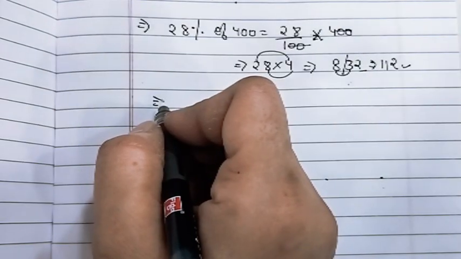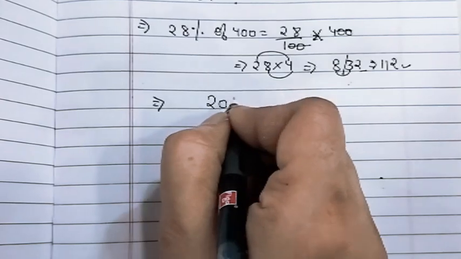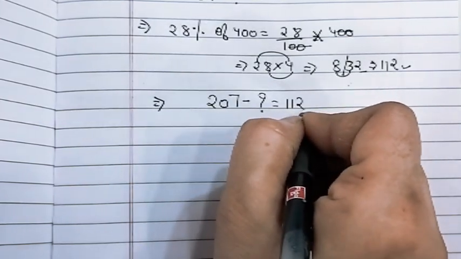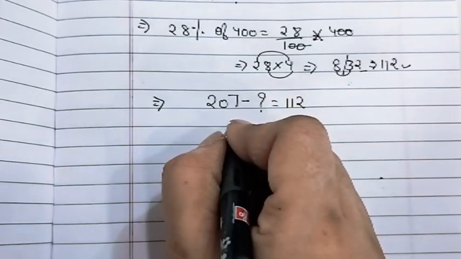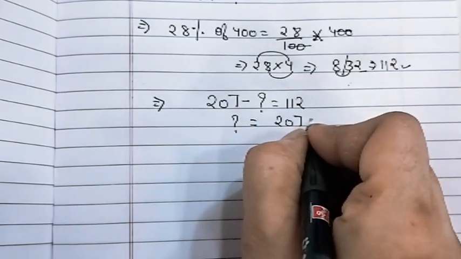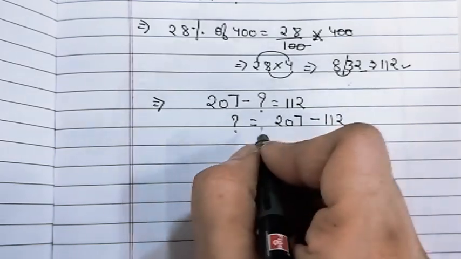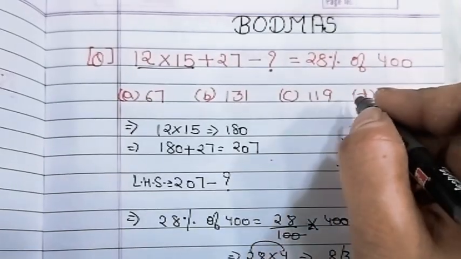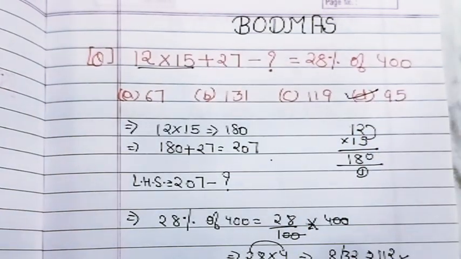Combine both the sides to solve for the unknown value: 207 minus question mark equals 112. To isolate the question mark, question mark equals 207 minus 112, transposing the values, which equals 95. So among the given options, 95 is option D, the correct answer.